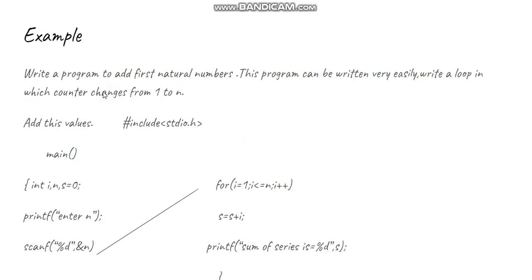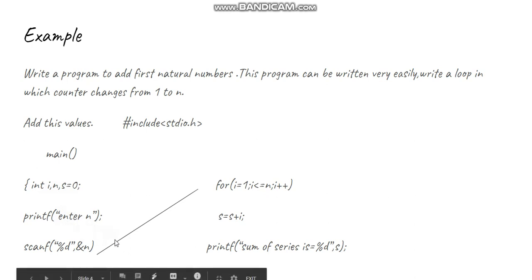Let us see how a for loop can be used in solving problems. Suppose we want to add the first n numbers; we can use a for loop simply. We can use a counter variable which changes from 1 to n, and for finding the sum, we can declare one more variable whose initial value will be 0.